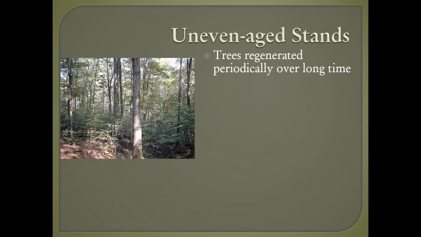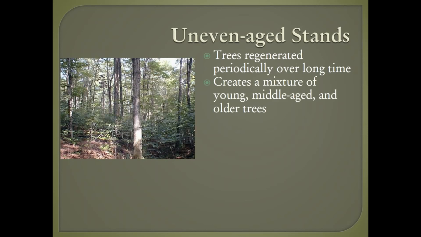In an uneven age stand, however, the trees have been regenerating, seeding in and growing into seedlings over a very long period of time. So you get a wide diversity of age classes. You have young trees, middle-aged trees, and much older trees. As you can see in this photograph, there's lots of layers.